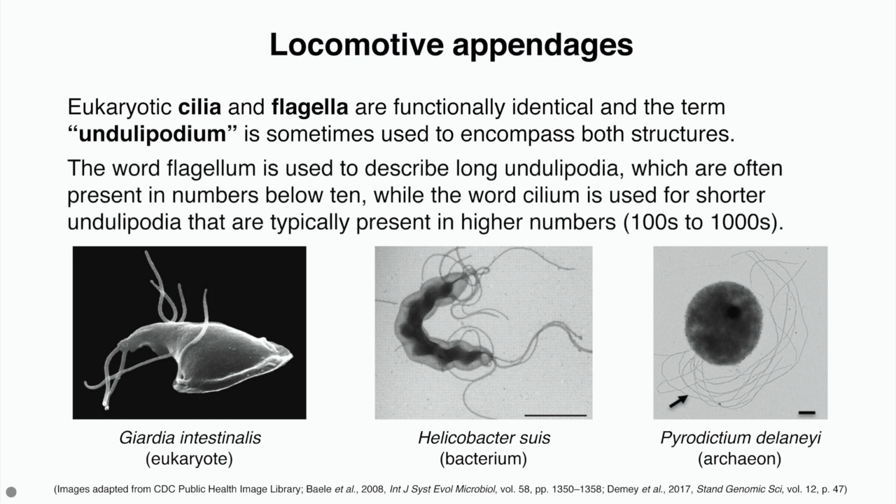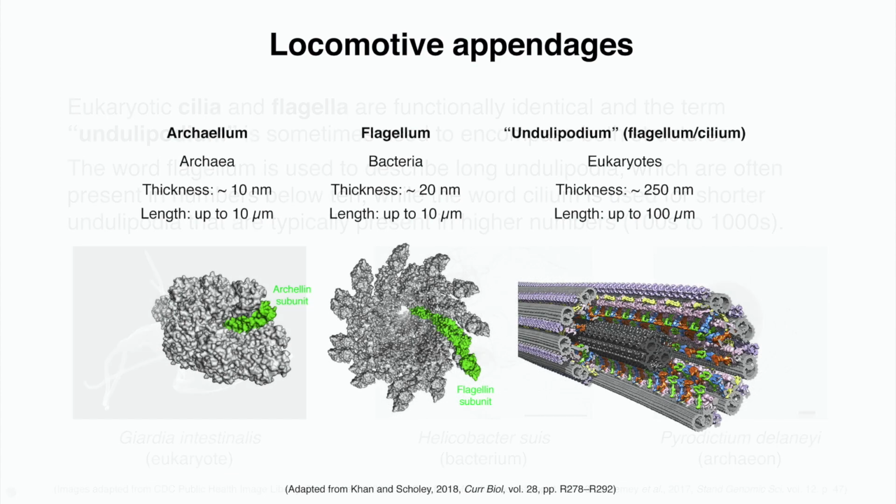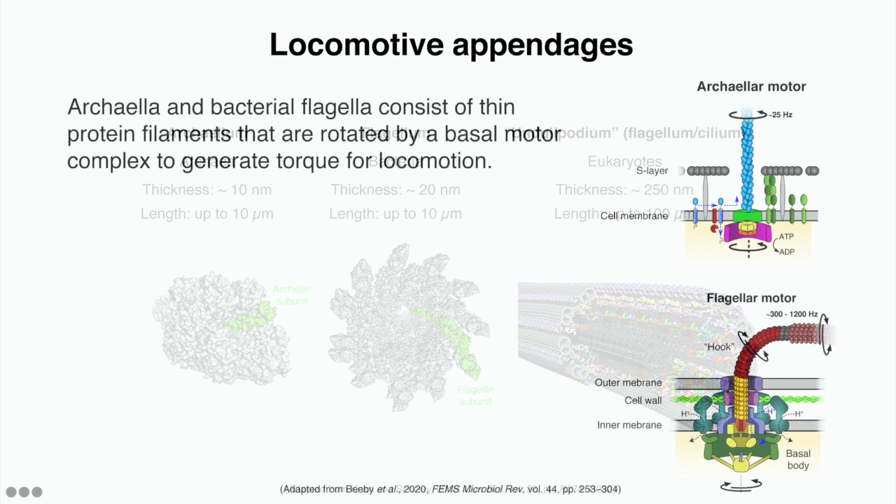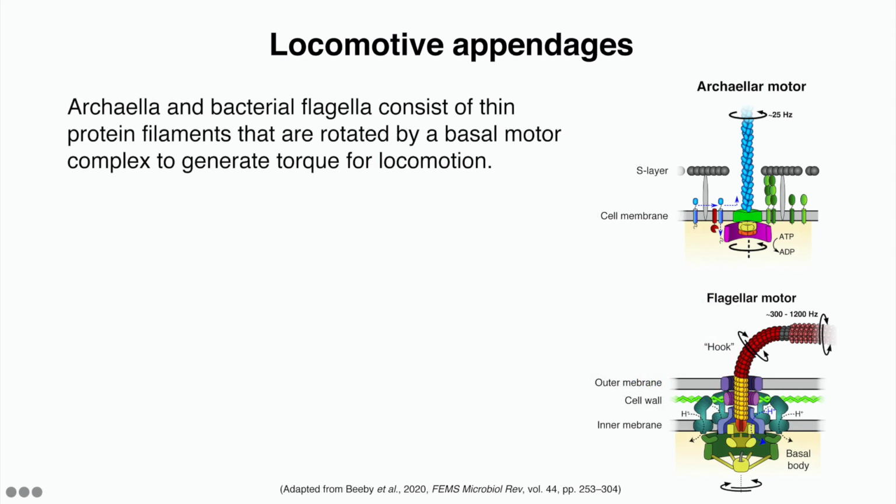The word flagellum is used to describe long undulipodia, which are often present in numbers below 10, while the word cilium is used for shorter undulipodia that are typically present in higher numbers, hundreds or thousands. This diagram shows the cross-section of an archaellum, a bacterial flagellum, and a eukaryotic undulipodium. Note the relative simplicity of the prokaryotic structures compared to the eukaryotic undulipodium. Archaeal and bacterial flagella consist of thin protein filaments that are rotated by a basal motor complex to generate torque for locomotion.